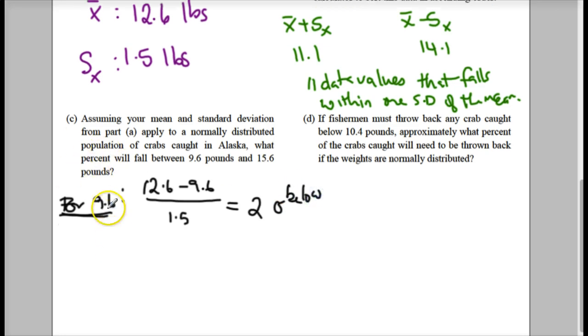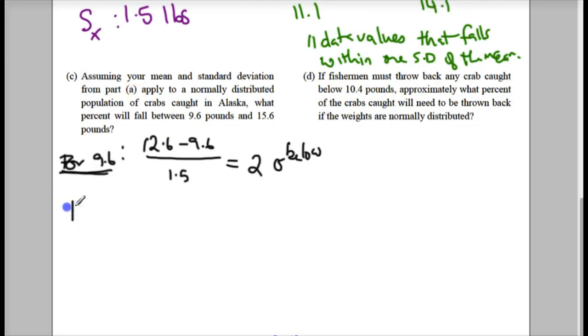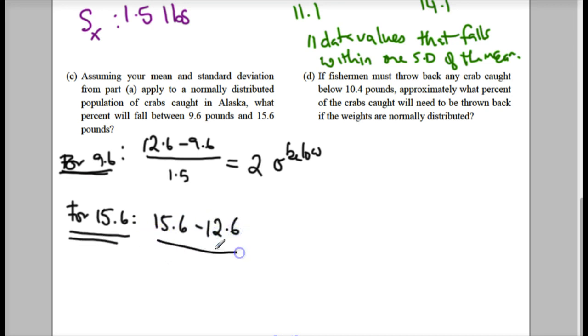Now that that's below, we need to find out what is going on for 15.6. This is actually going to be above, so it's 15.6, take away 12.6, divided by my standard deviation, which is 1.5. This works out to also be 2 standard deviations above the mean because it's higher.